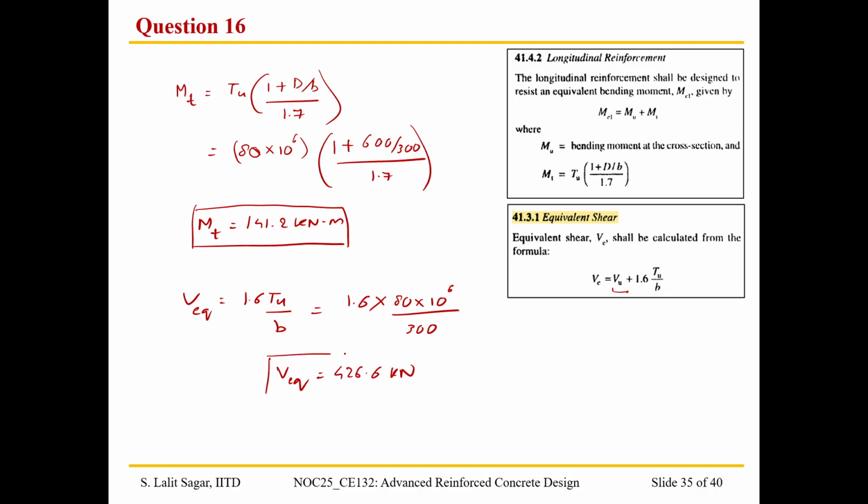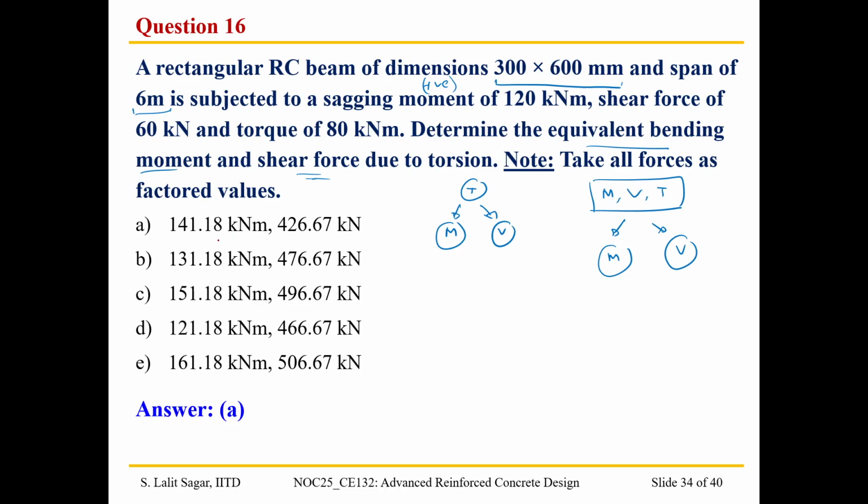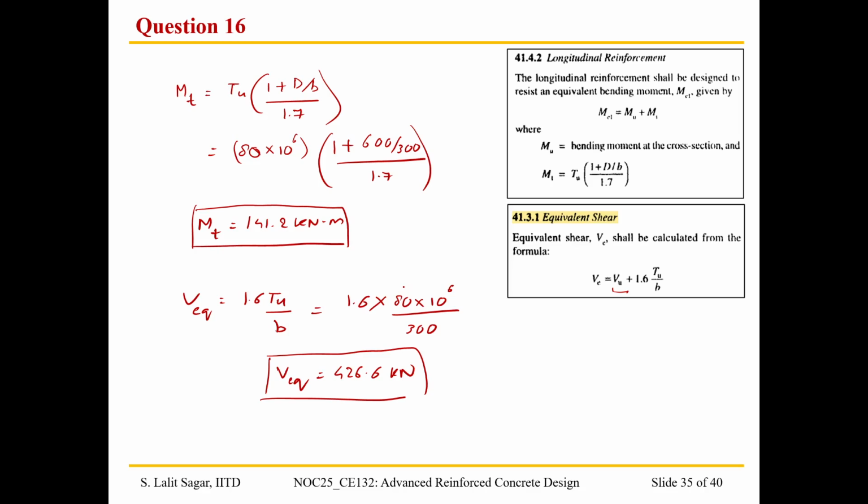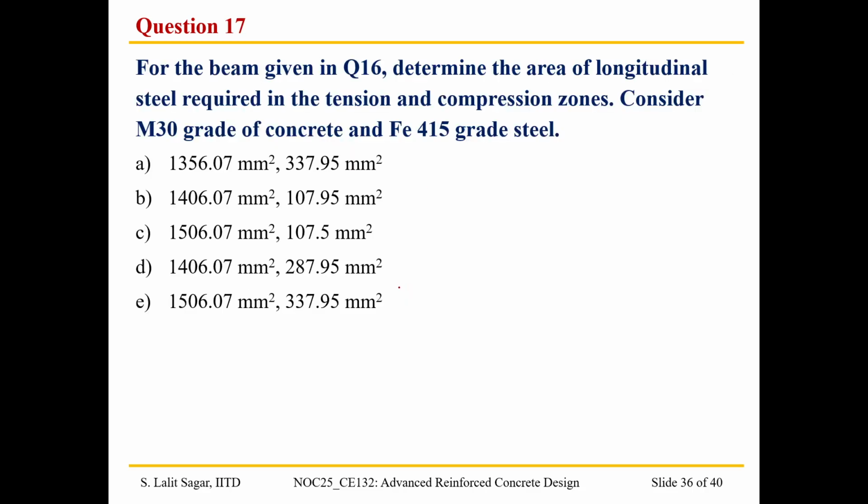Thank you very much for the response. Now it is 141.2 and 426. Yes, so option A is matching correctly, so the answer is absolutely right. Now we'll proceed to the next part of the question. We need to design the beam for flexure, that is, determine the tension reinforcement and the compression reinforcement. Now let us proceed to solve the problem.